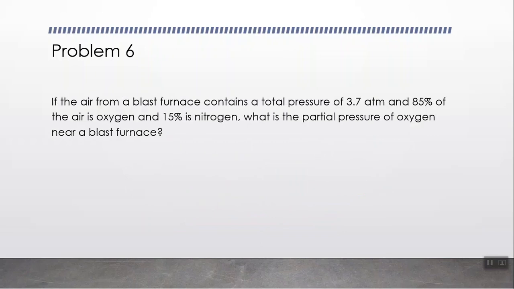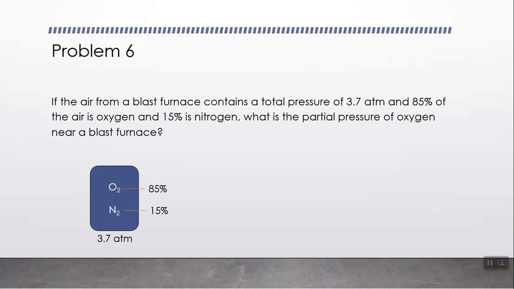Problem 6, you are given percentages. If the air from a blast furnace contains a total pressure of 3.7 atmospheres and 85% of the air is oxygen and 15% is nitrogen, what is the partial pressure of oxygen near a blast furnace? Again, just to give you a visual, you have two gases, oxygen and nitrogen. You notice that these percentages equal 100%. So you have a total pressure of 3.7, nitrogen is 15%, oxygen is 85%.